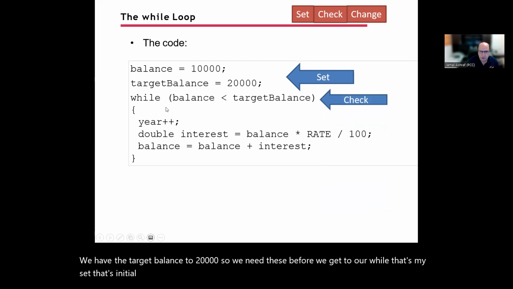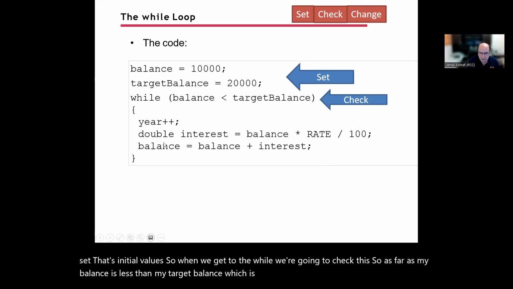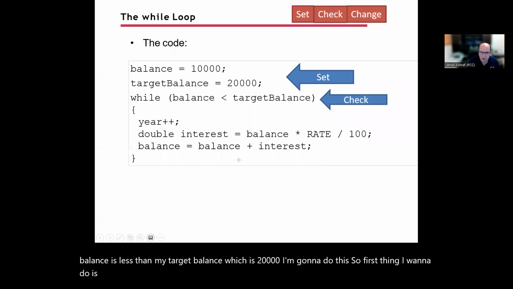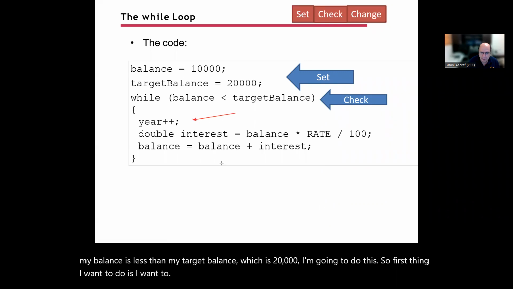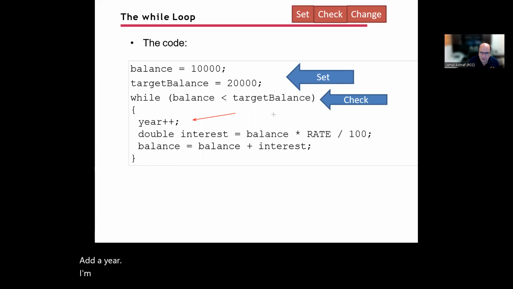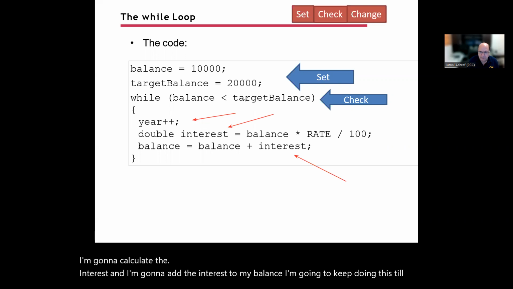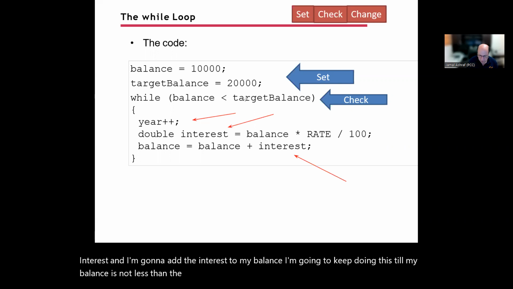So when we get to the while, we're going to check this. So as far as my balance is less than my target balance, which is 20,000, I'm going to do this. So first thing I want to do is I want to add a year. I'm going to calculate the interest, and I'm going to add the interest to my balance. I'm going to keep doing this till my balance is not less than the target balance anymore. So as soon as we get to 20,000 or more, we're going to stop.